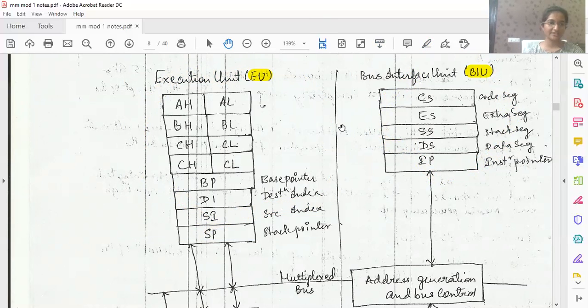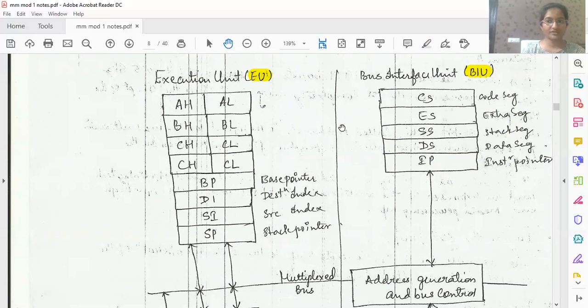Now let us study the architecture of 8086 in detail. The entire memory is of 1 MB in case of 8086. This 1 MB is divided into different parts of the memory. What are the different parts, which we call segments? Different segments: code segment, extra segment, stack segment, and data segment. The functions of these different segments of the memory are different. We will see that in detail.